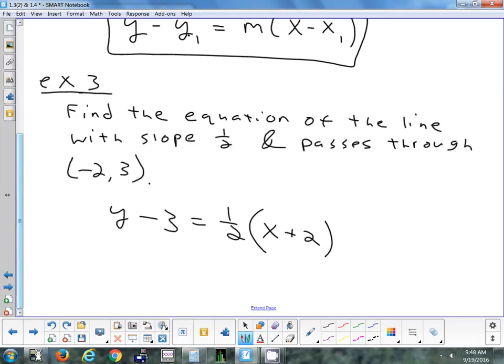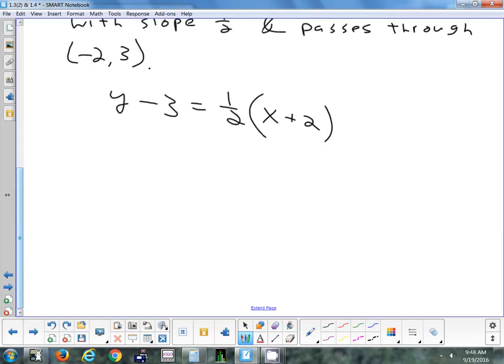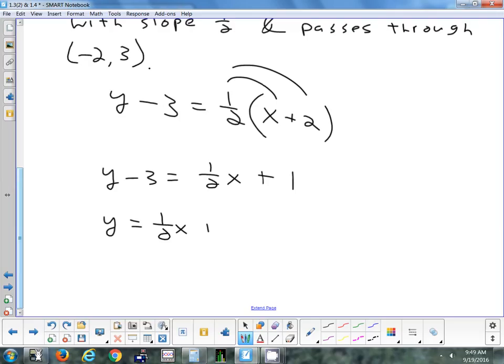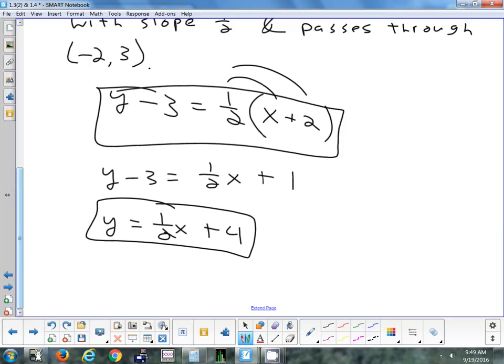If you don't like it in point-slope, you can rewrite it in y equals mx plus b just by doing this. You can distribute the 1/2 and then add 3. Okay, so both of these answers are correct. It just depends on what format you would like it in.